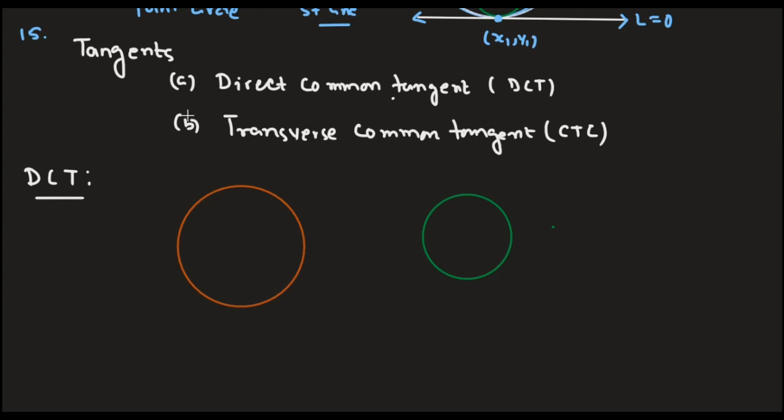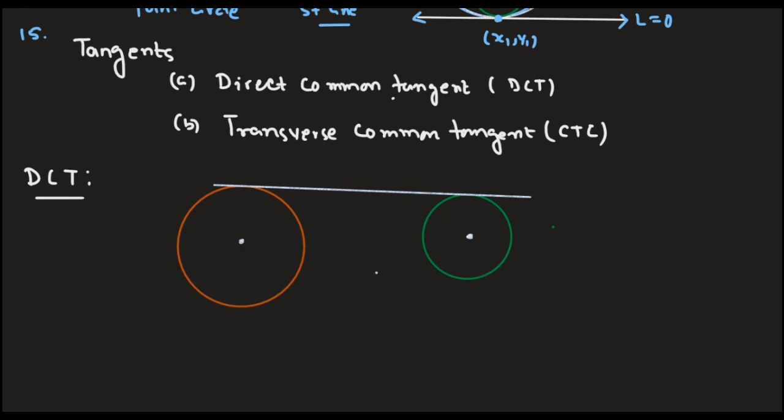So here if I draw the tangent like this one, suppose tangent like this, what you notice is that both the centers of these circles lie on the same side of this tangent line, yes or no?